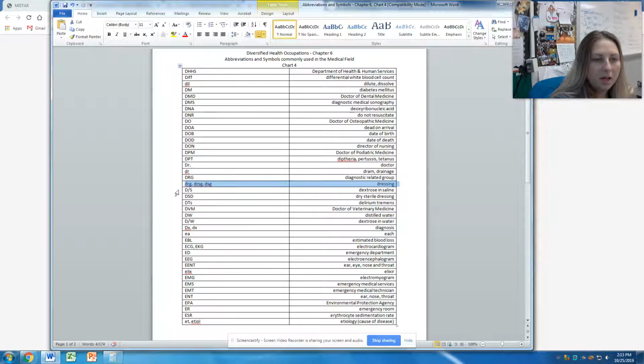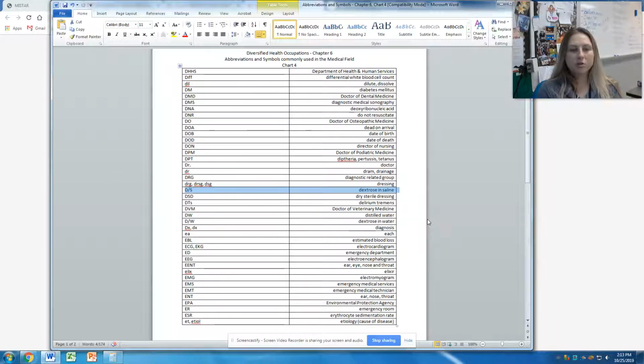Okay. DS, this is dextrose and saline. Dextrose is a form of sugar that we inject intravenously to a patient. So we use this for when they have hypoglycemic emergencies. And if they are unable to swallow, we give them dextrose via IV. So D/S is dextrose and saline.